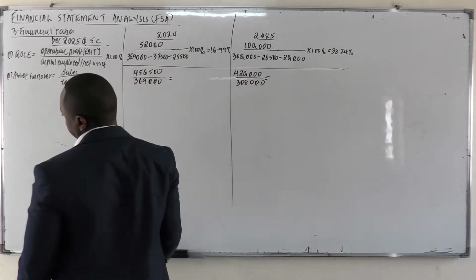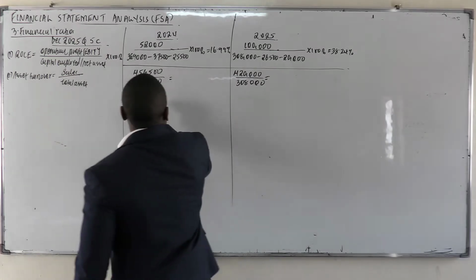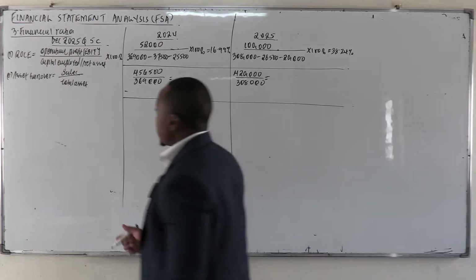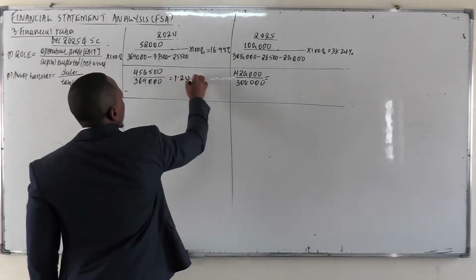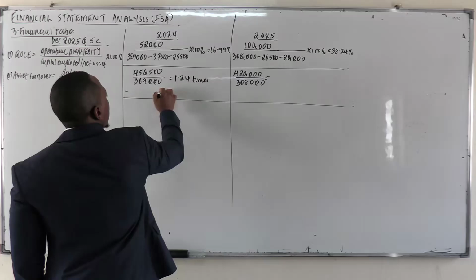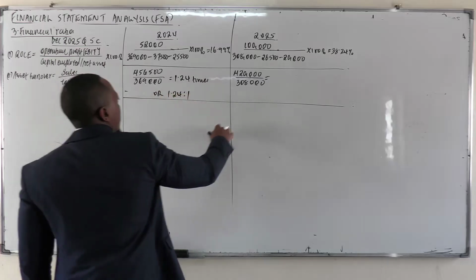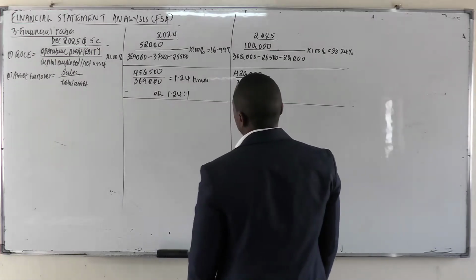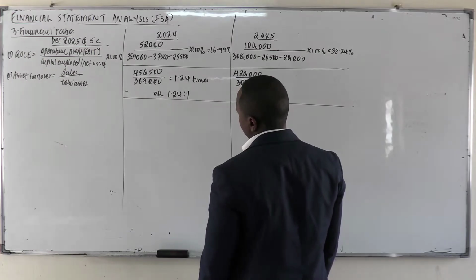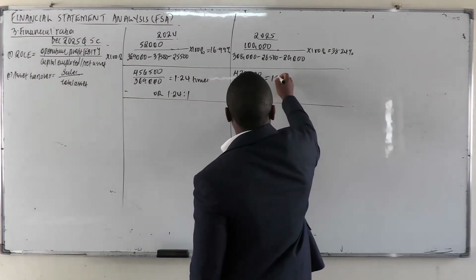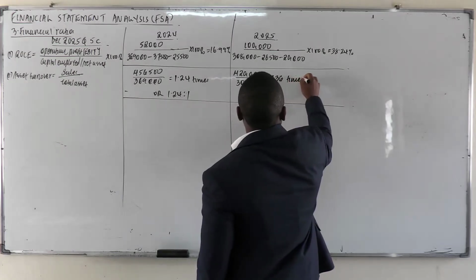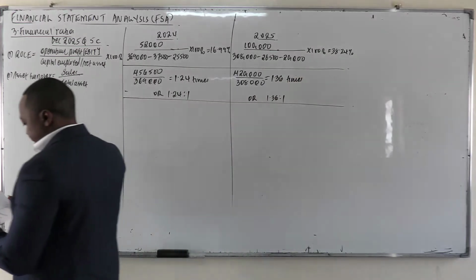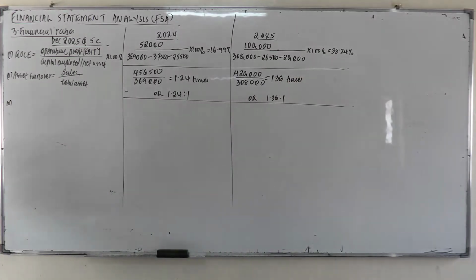So give me that. 1.24 times, or 1.24 is to 1. And the other is 1.36 times, or 1.36 is to 1. And then number three of the question.